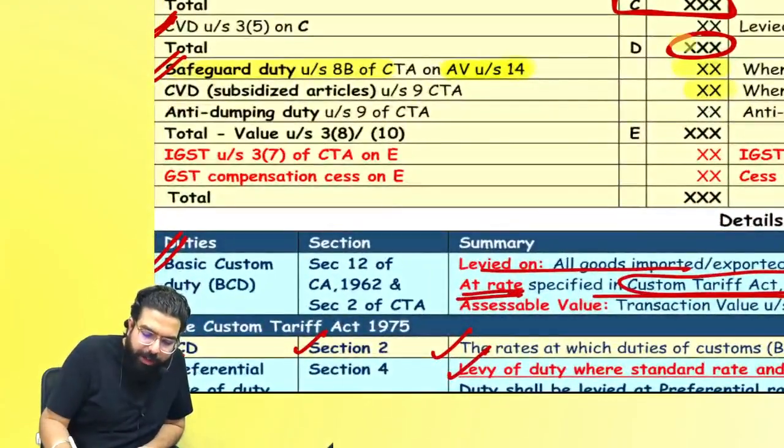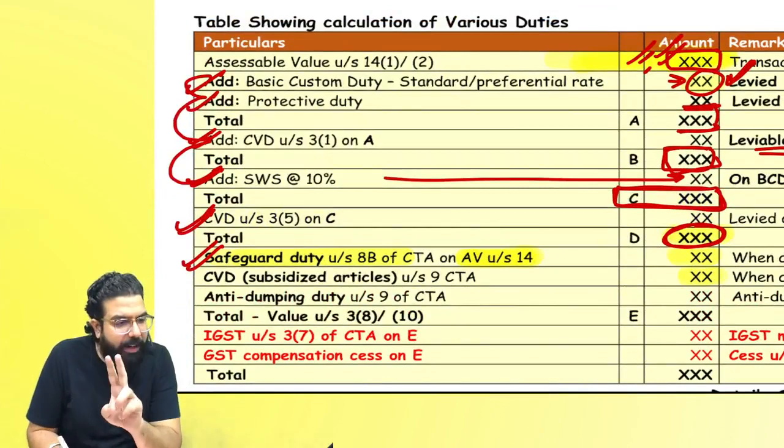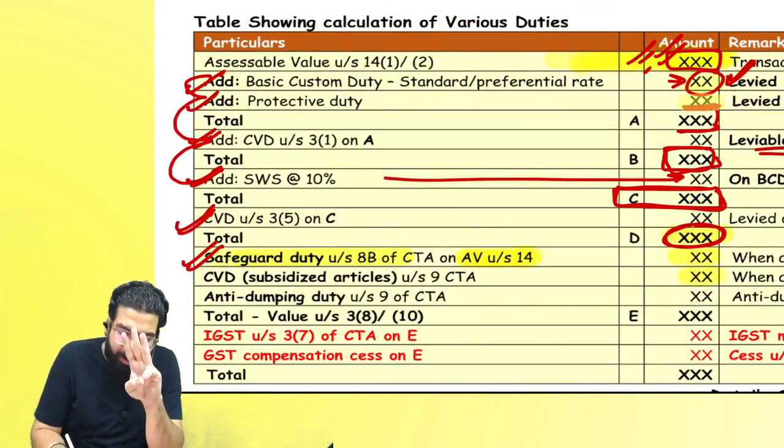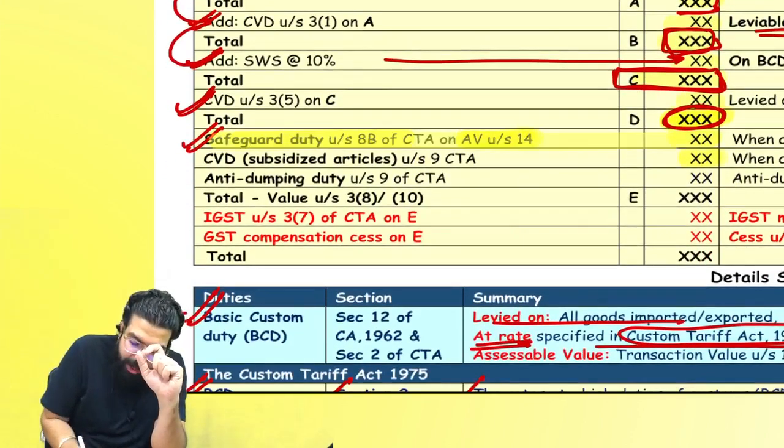Everyone over here, now what did we go ahead and learn? We learned assessable value. On that basic custom duty will be charged. On the basic custom duty, protective duty, then total will come. CVD under section number 3(1). Total will come. Then social welfare surcharge. Total will come over here. Then CVD 3(5) and the total will come on that. Safeguard duty will be imposed.